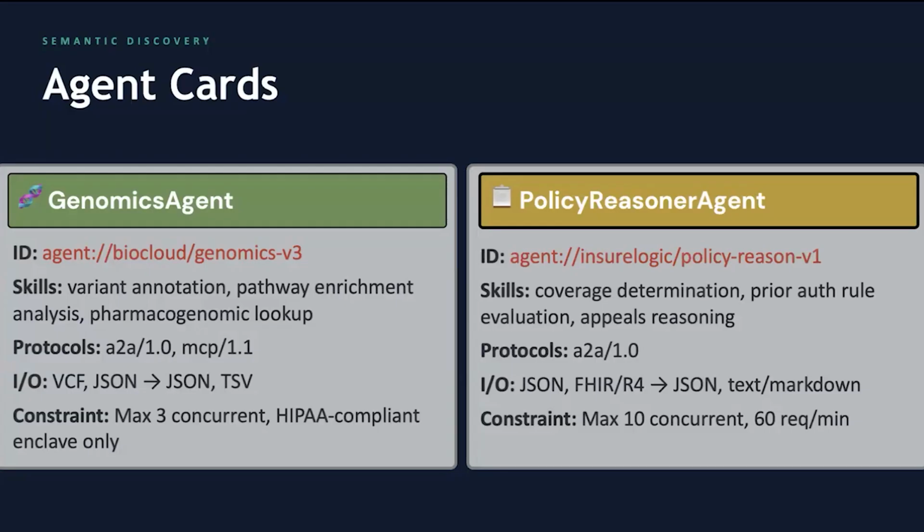But the protocol field declares which interaction protocols the agent speaks. An agent that only supports A2A cannot directly be invoked by one that speaks only MCP 1.1, right, without a translation layer. And then the constraint block is important for coalition planning, right? An orchestrating agent needs to know that the clinical evidence agent can only handle 5 concurrent tasks before it decides to recruit it for a 12-task batch, right? It needs to understand its constraints.